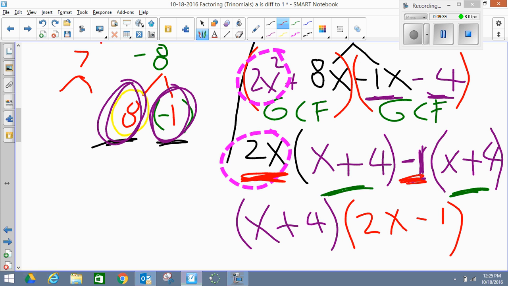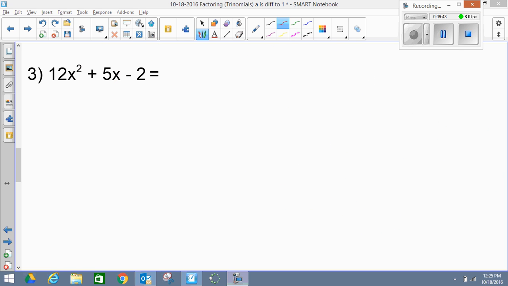All right? Let's try the last example. So now, we have 12x squared plus 5x minus 2. First thing is, let's see if there's any GCF between the 12, the 5, and the 2. No greatest common factor. But at least I tried. So because I have a coefficient in front, I have to do the long process using grouping. So let me start.